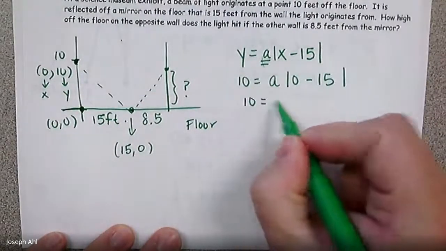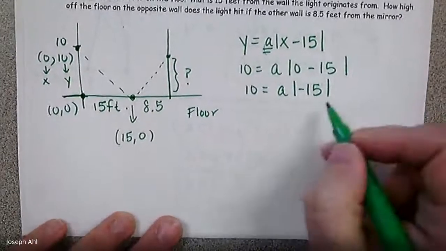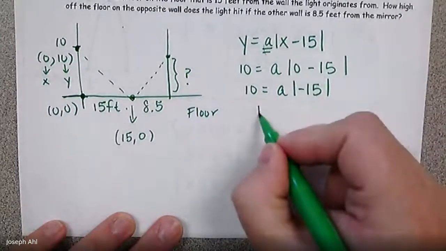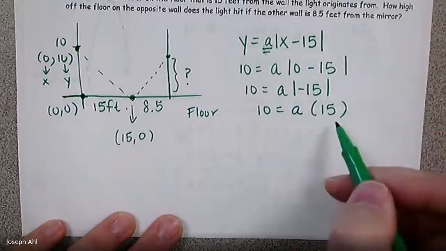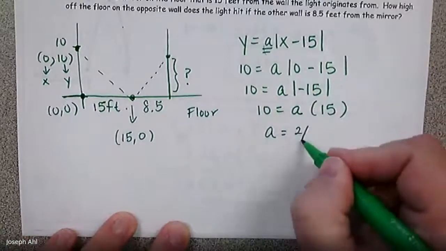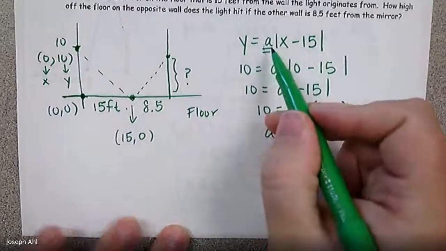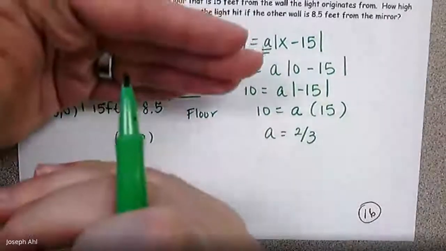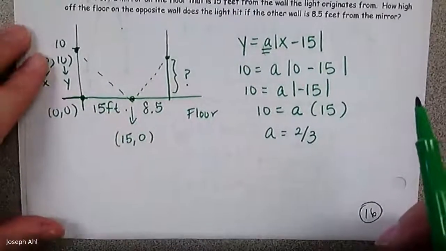So we get 10 equals A times the absolute value of negative 15. Remember, absolute value of negative 15 is really positive 15. So to solve for A, you would divide both sides by 15 and get 10/15, which nicely reduces to 2/3. So there is definitely a scale factor. There's a vertical dilation happening here. There's a compression, if you think of it that way, of the original graph absolute value x.